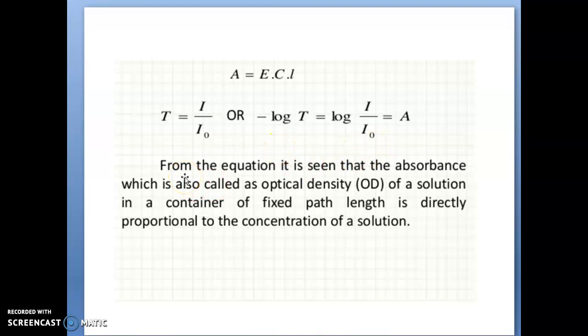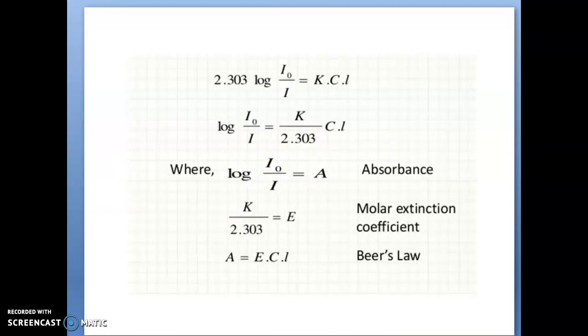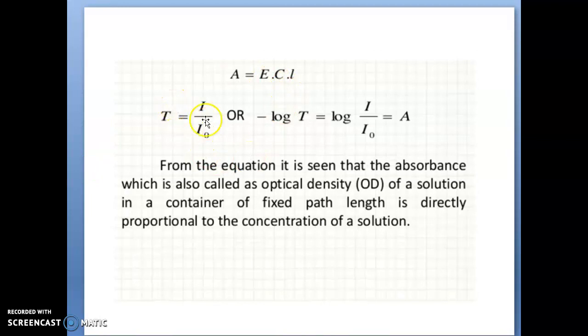From the equation, it is seen that the absorbance, which is called the optical density of the solution in a container of fixed path length, is directly proportional to the concentration of the solution. What is A? Absorbance A is equal to log I0 by I. T is equal to I by I0, so the relation becomes A is equal to minus log T.